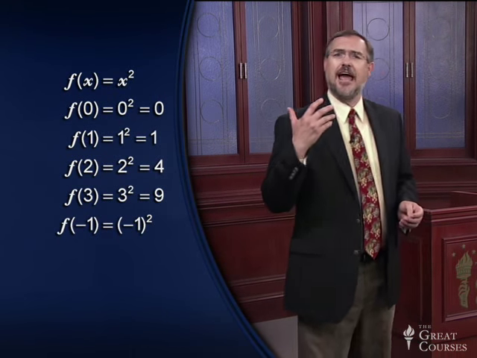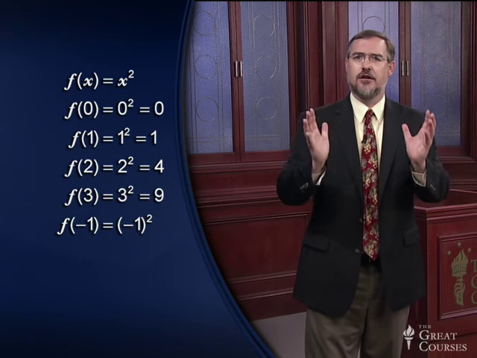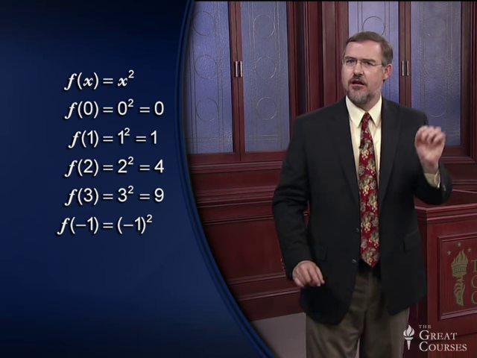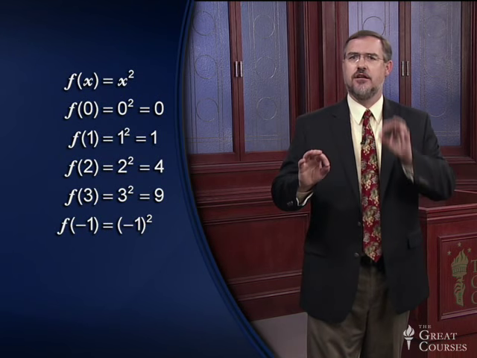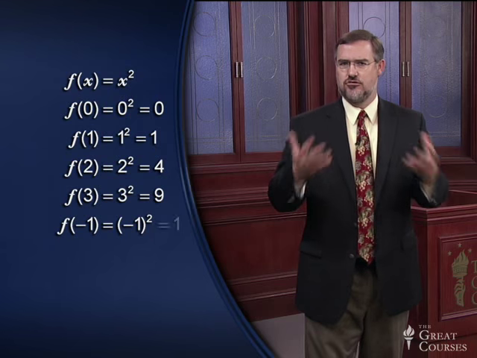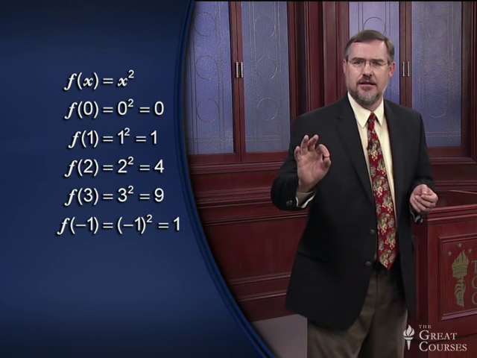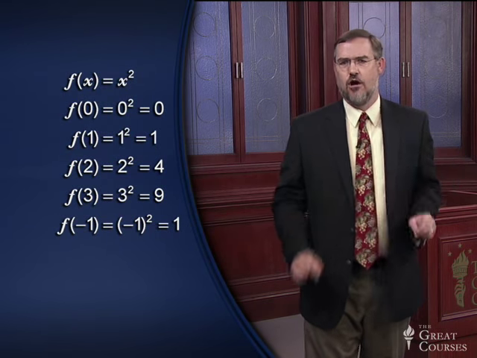What if I wanted f of negative 1? Well, that would be negative 1 squared. Now let's be careful. That's the same as negative 1 times negative 1, and the two negatives cancel each other, and you just get 1. So the input value, negative 1, has an output value of 1.